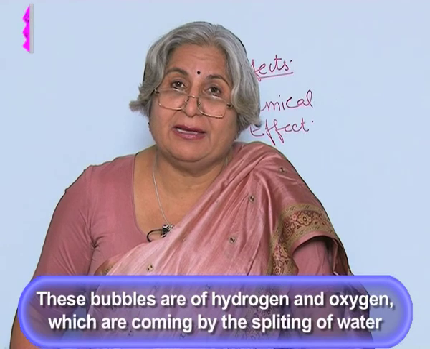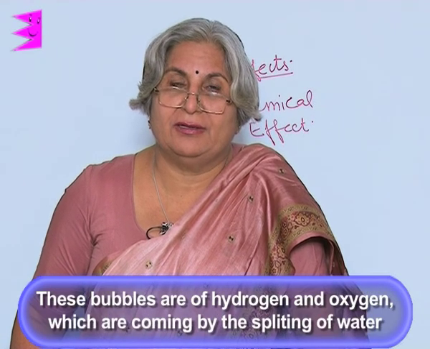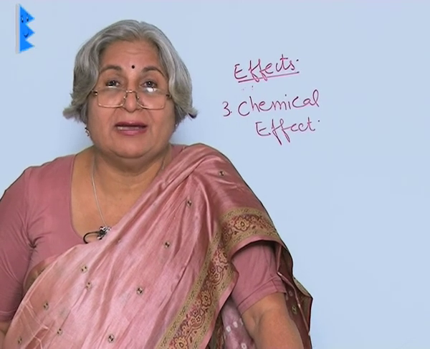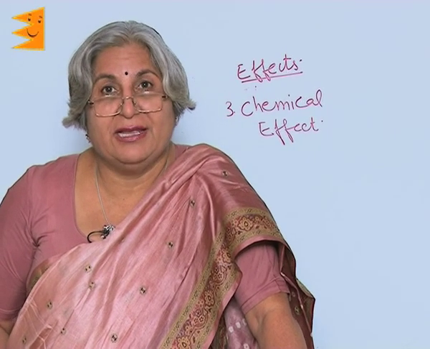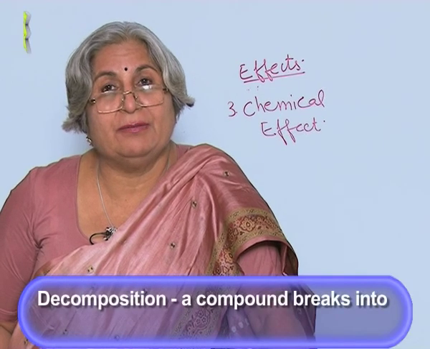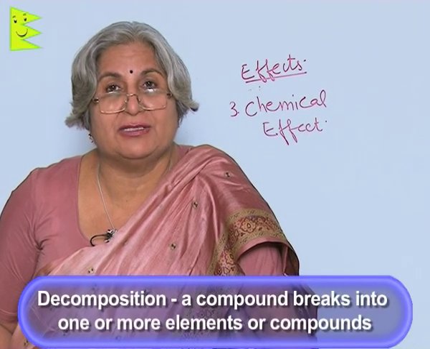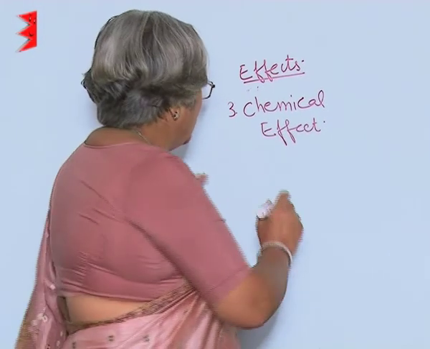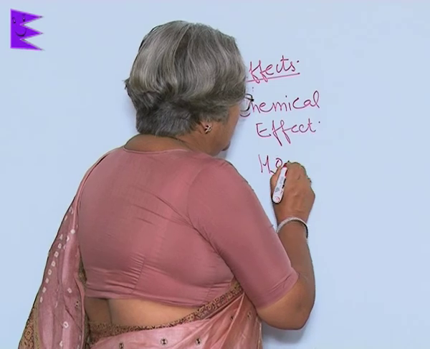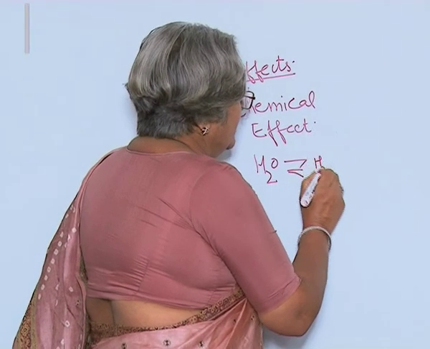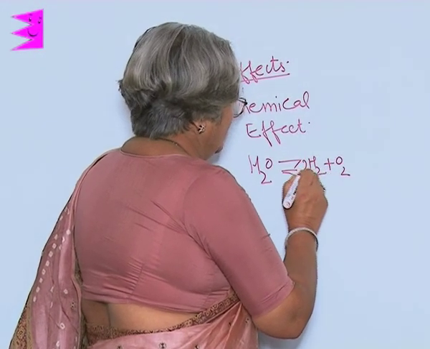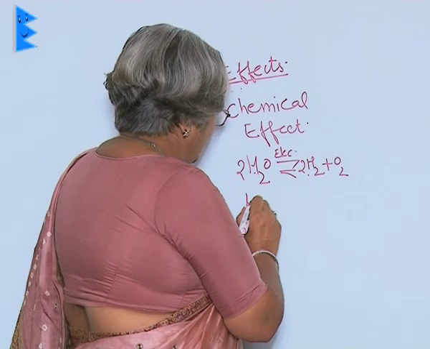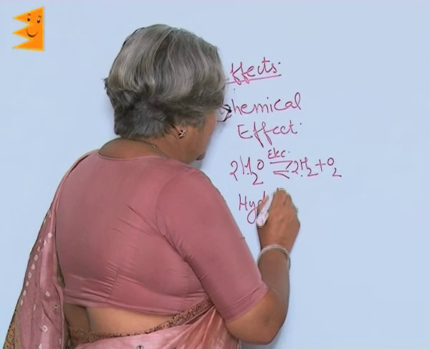From where are they coming? They are coming from the splitting of water. In class 7, you studied various types of reactions. There were decomposition reactions. Decomposition means when a compound breaks into one or more elements or compounds. So, in this case also, when electric current is passed through water, it breaks into hydrogen and oxygen. This is the effect of electric current, and this process is called hydrolysis.